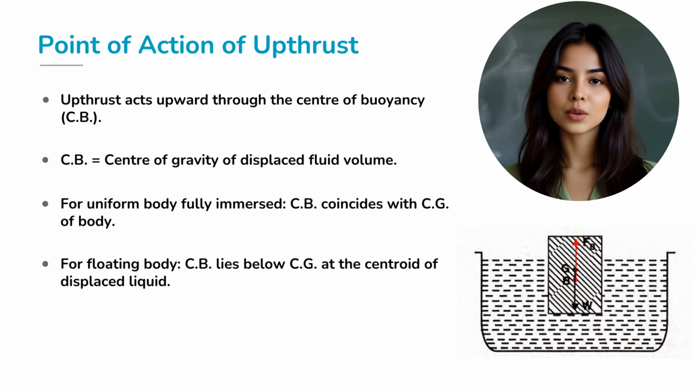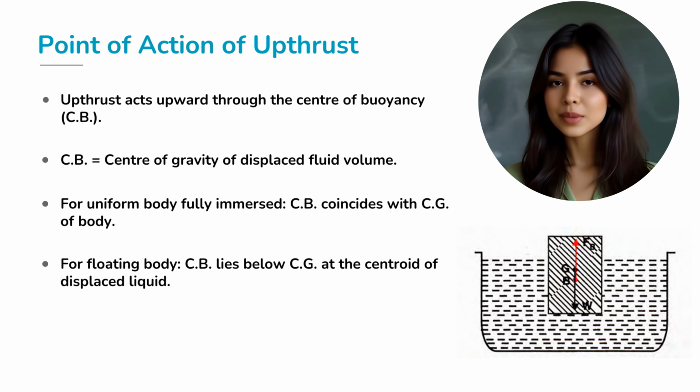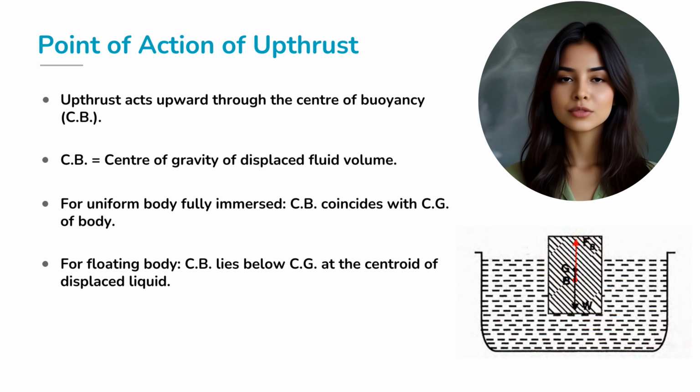Look at the diagram. The weight W acts downward at point J, while the upthrust F_B acts upward at point B. For equilibrium, these two must be equal. F_B equals W. That's how floating stability is achieved.